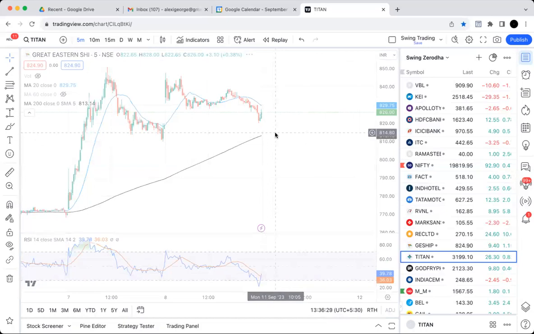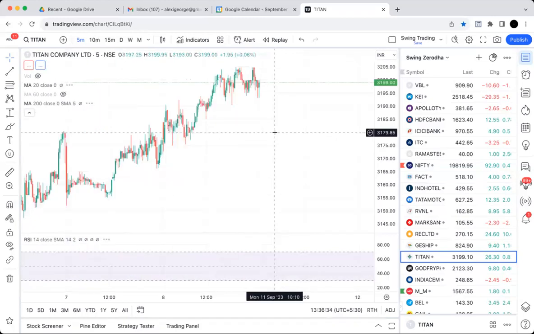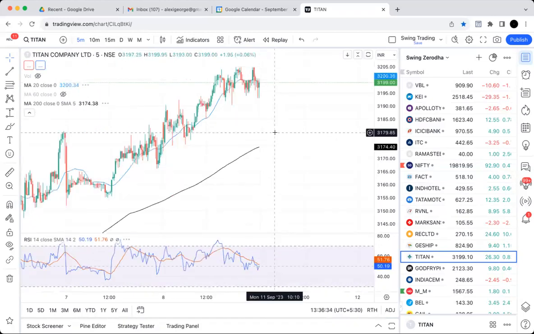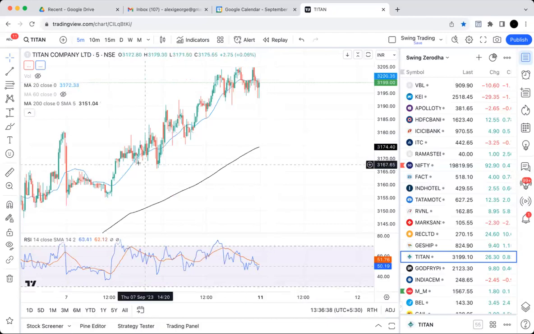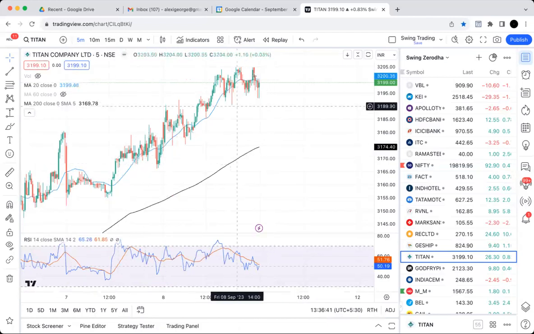Okay, and next one is Titan. All right, Titan is one that I want to look at carefully, and let's see. All right, same problem with Titan. See, the 20 is above the 200. Okay, Titan is another problem as well. All right.